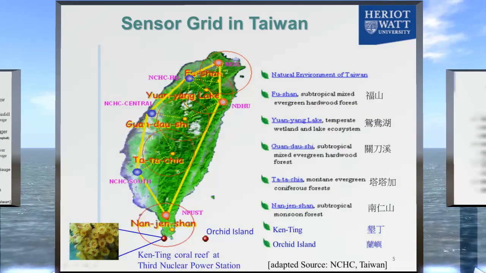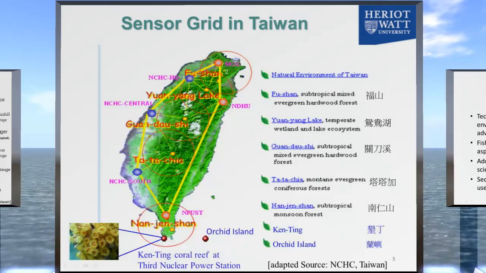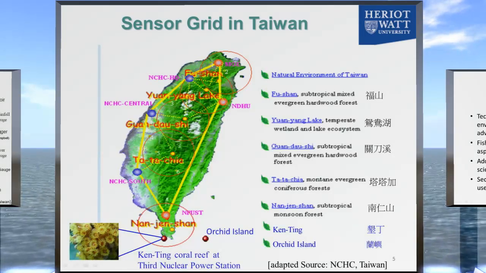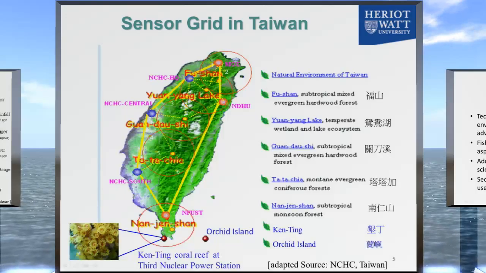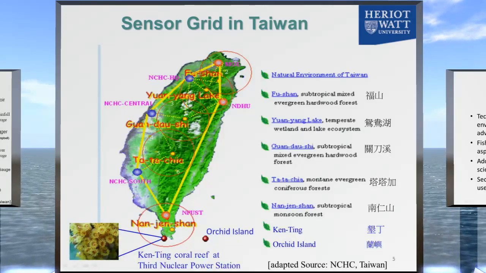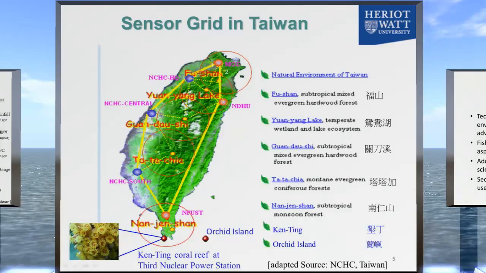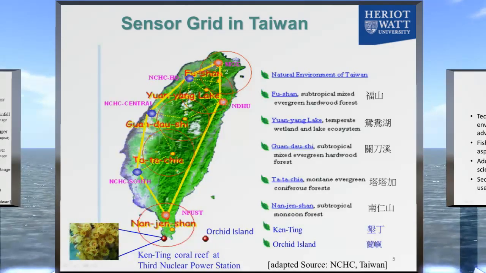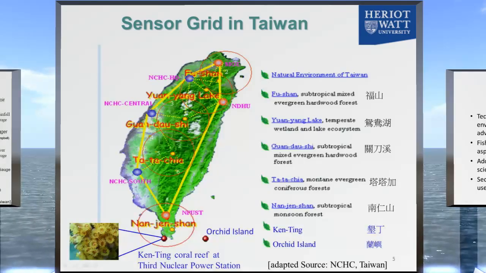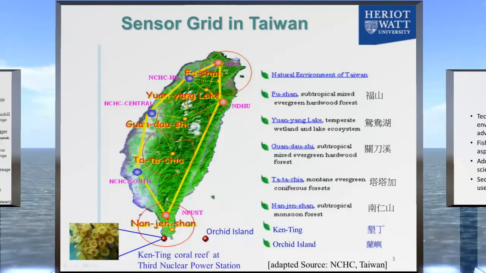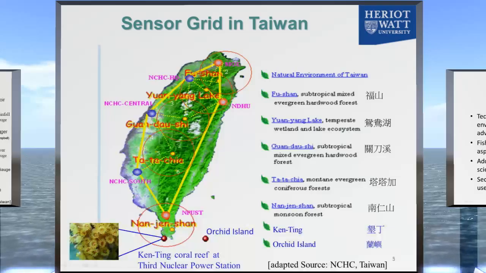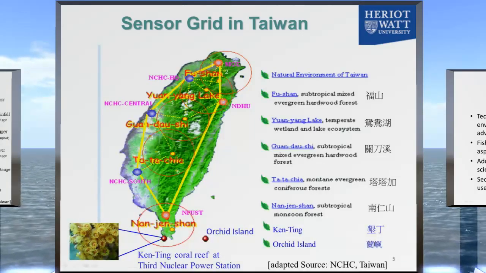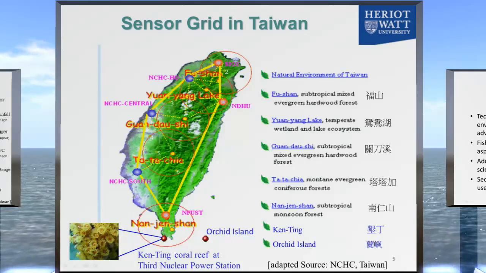So this is what they call a sensor grid, so how it's distributed in different places in Taiwan. Some are in the mountain, some are on the lake, some in the ocean. And then I have drawn two little red dots at the bottom of Taiwan. Those are the observation sites that we have. So in the Kenting Coral Reef National Park, which is very close to the third nuclear power station, there are three sites where we particularly put our camera.